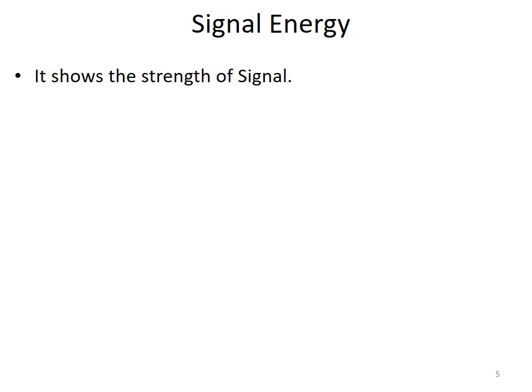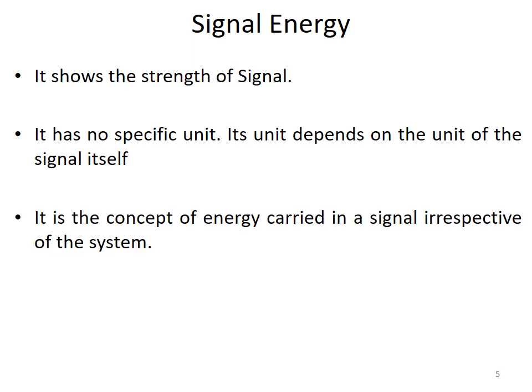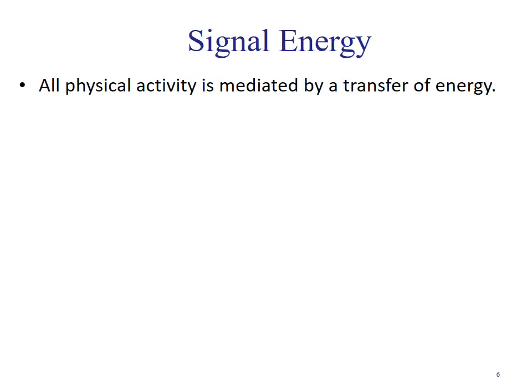So the signal energy shows the strength of the signal, and it doesn't have any specific unit, but the unit of the physical signal that it represents can be used for that. For example, if it represents a voltage signal, or a current signal, or a temperature signal, the same unit will be used for signal energy. It is the concept of energy carried in a signal irrespective of the system. It is independent of the system. It is just the energy content.